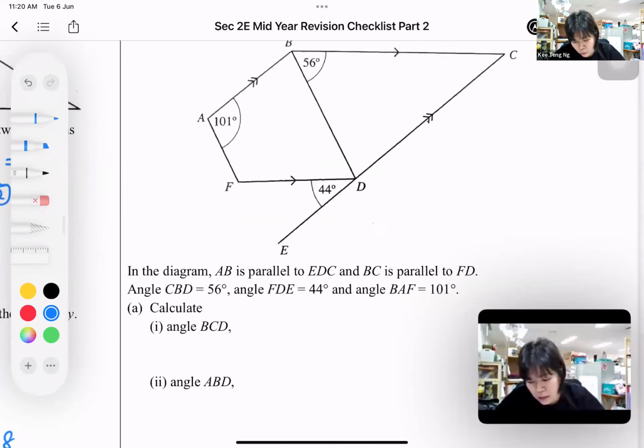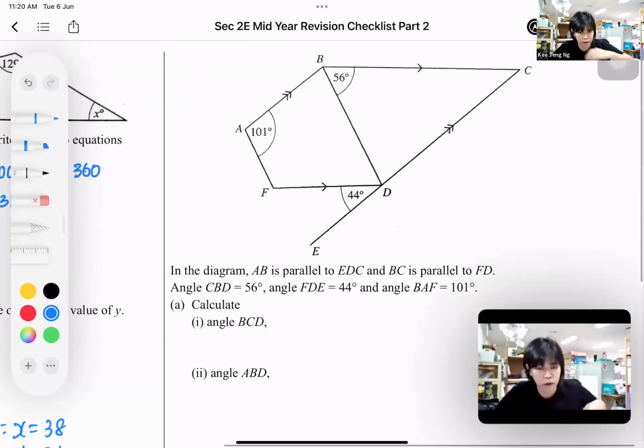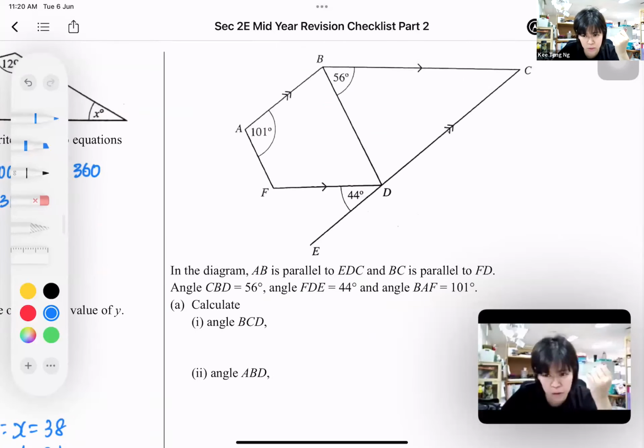Okay, this question over here, please look very carefully. Which are the lines that they tell you is parallel? Did they tell you that AF is parallel to BD? Read, open. Can you assume that? Open your eyes and see. Can you assume that AF is parallel to BD?